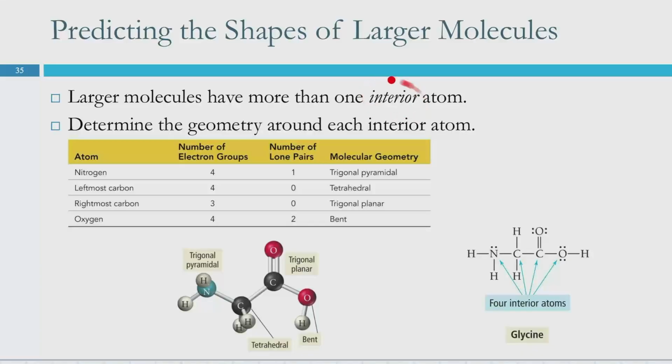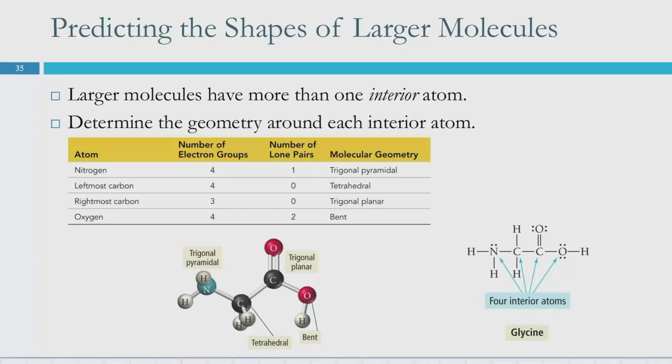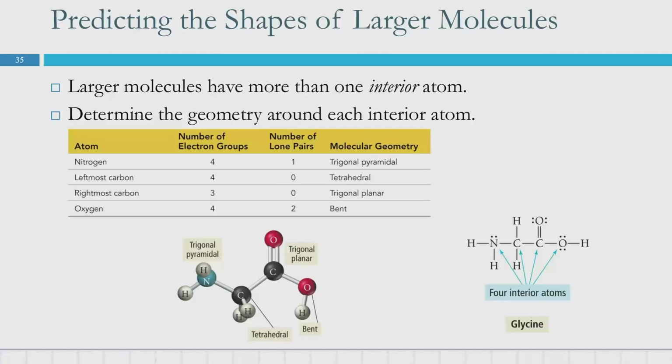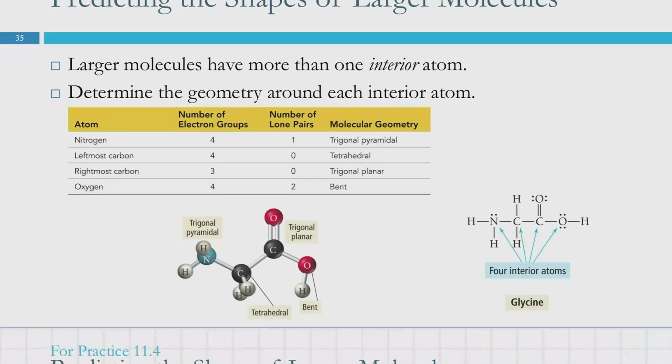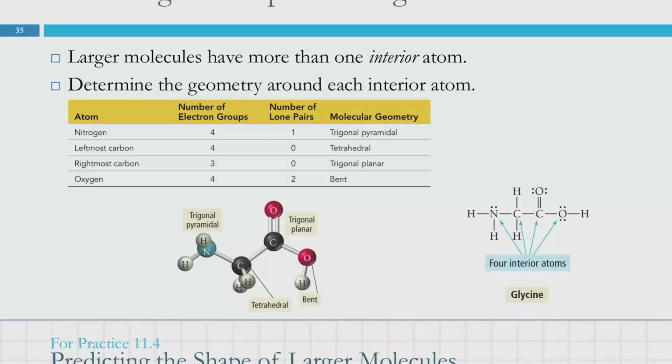So if we have more than one interior atom, we can determine the geometry around each of those interior atoms. Typically, these are going to be easier, generally they'll be easier than some of the things that we can encounter when we've got just one interior or one center atom. That's because we're sort of limited in the number of bonds that we can have.